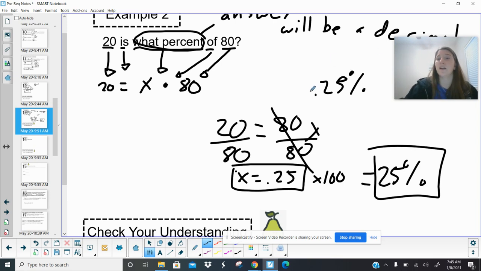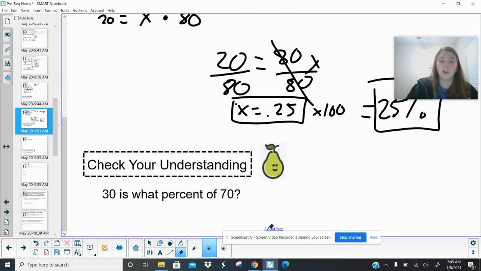That means something very different. That is less than 1%. Yeah, so we gotta be careful. Decimal or percent, don't do both. Okay, so I want you to try this bottom one entirely on your own.